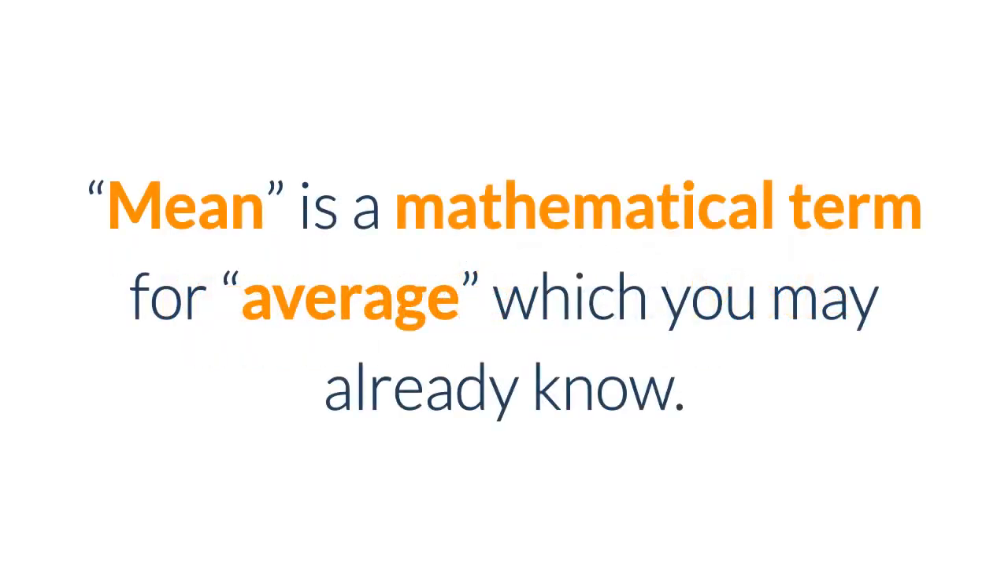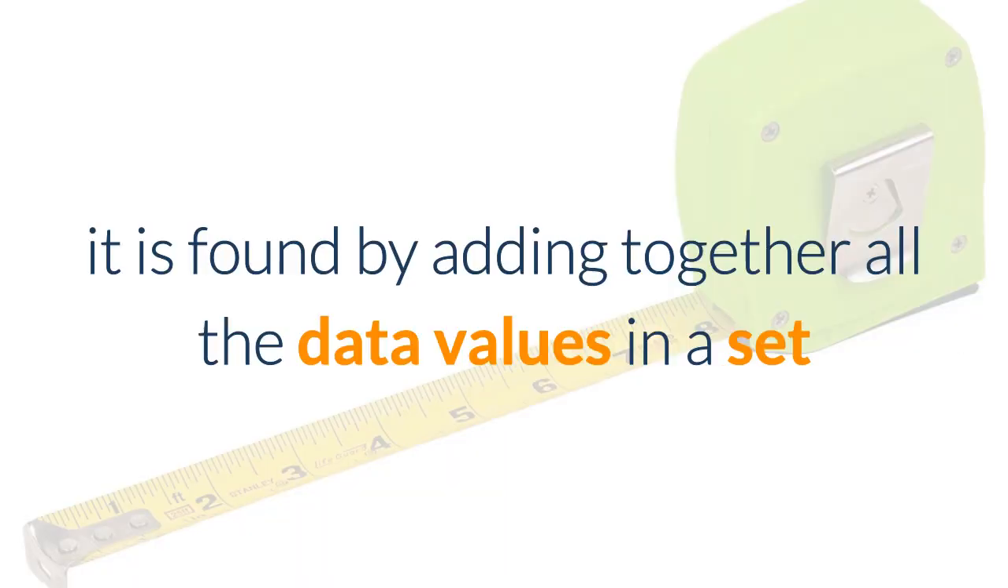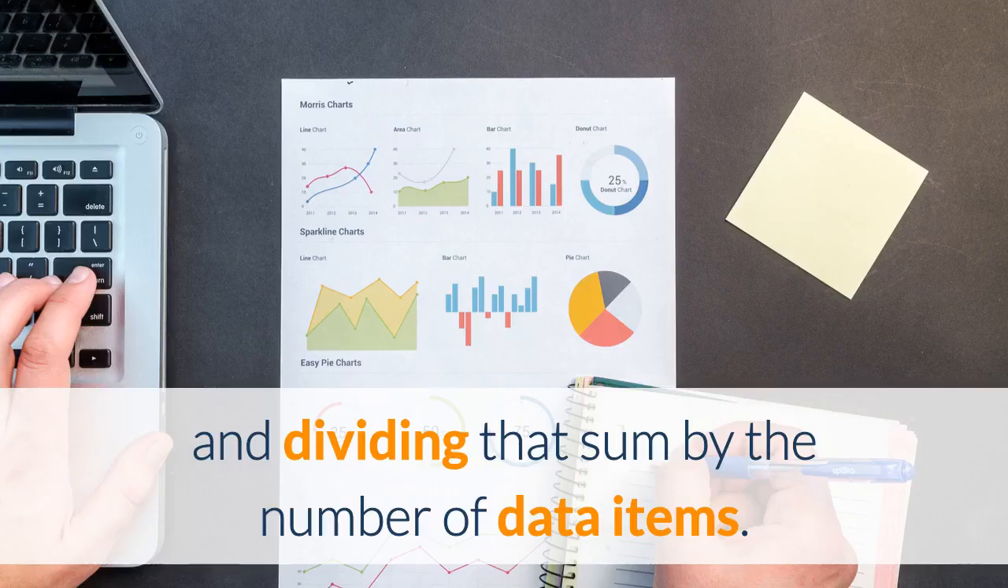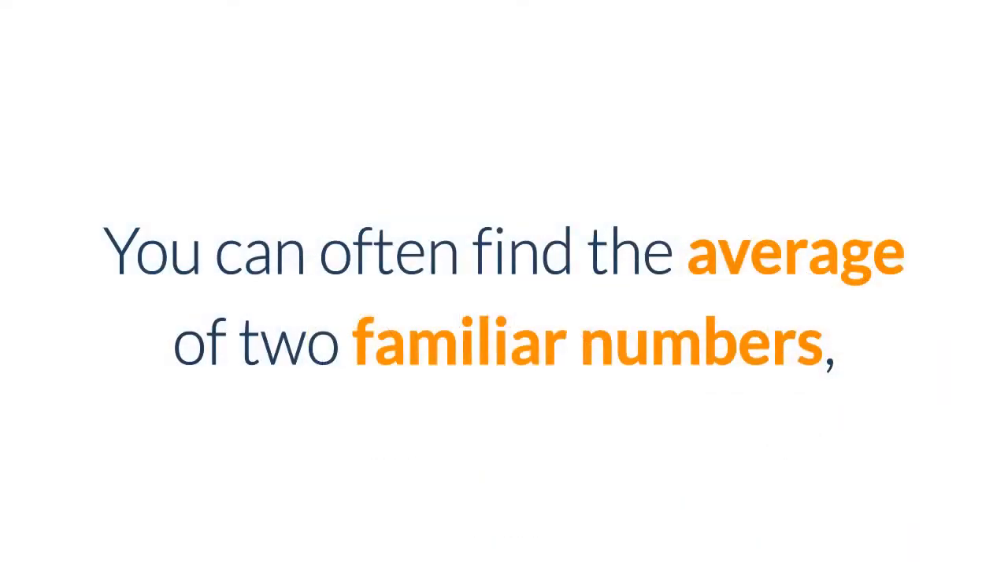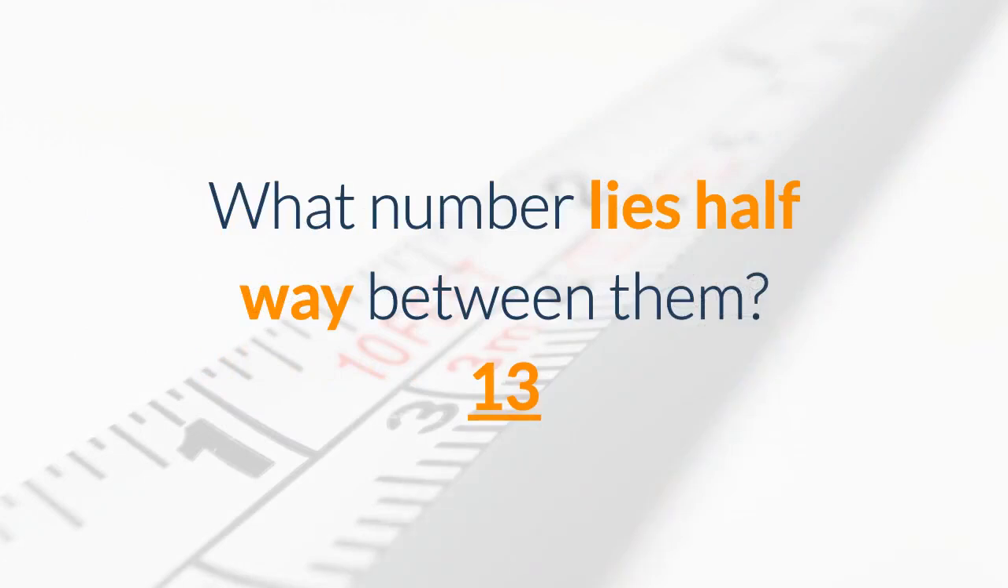Mean is a mathematical term for average, which you may already know. Also referred to as the arithmetic mean, it is found by adding together all the data values in a set and dividing that sum by the number of data items. You can also find the average of two familiar numbers such as 10 and 16 in your head without much calculation. What number lies halfway between them?